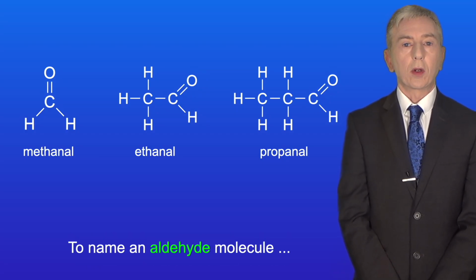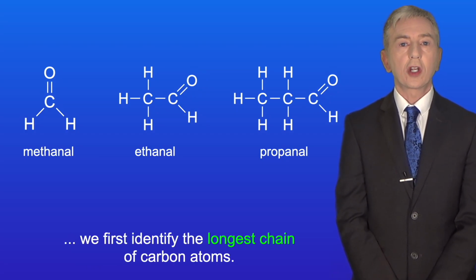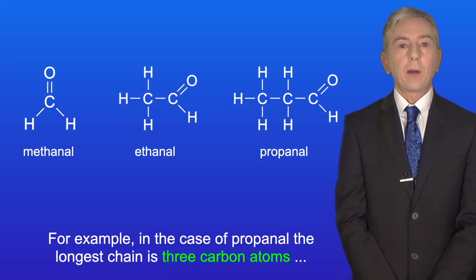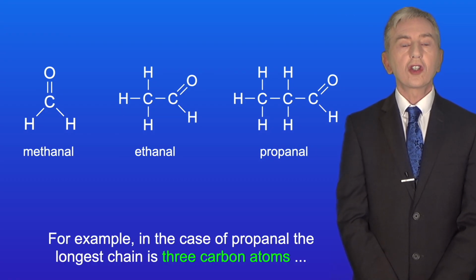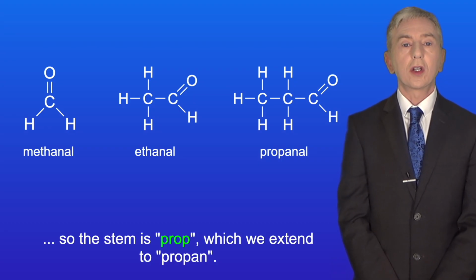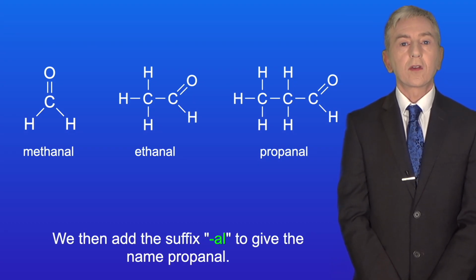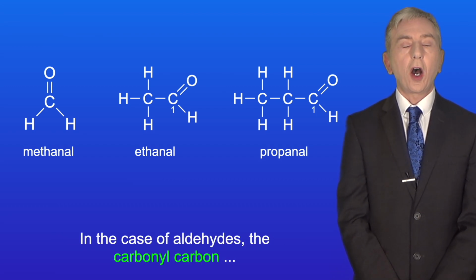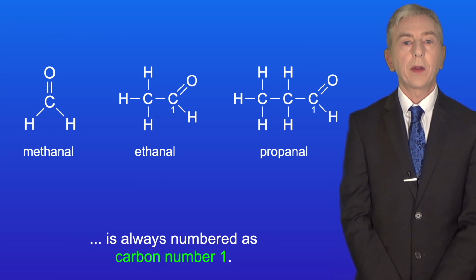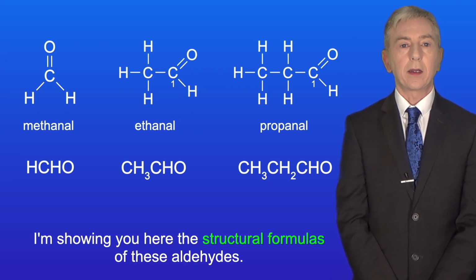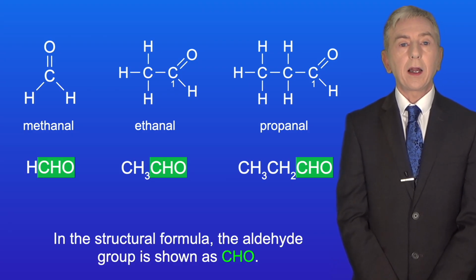To name an aldehyde molecule, we first identify the longest chain of carbon atoms. This will form the stem of the name. For example, in the case of propanal, the longest chain is 3 carbon atoms, so the stem is prop, which we extend to propan. We then add the suffix al to give the name propanal. And in the case of aldehydes, the carbonyl carbon is always numbered as carbon number 1. I'm showing you here the structural formulas of these aldehydes. In the structural formula, the aldehyde group is shown as CHO.